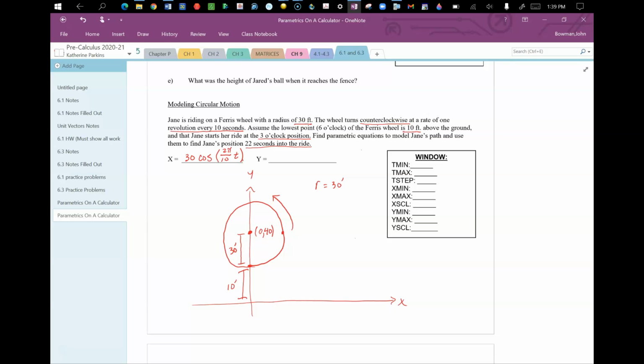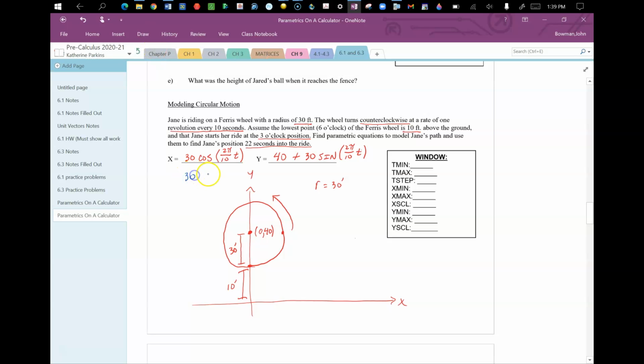If t were 5, then we would be taking the cosine of 2 pi over 5, or half a rotation. For y, we have to factor in the center of the Ferris wheel at 40 plus 30 times the sine of 2 pi over 10 times t. And we do have to make sure that we are in radian mode when we do this. If we were going to do this in degree mode, our equation would be slightly different.